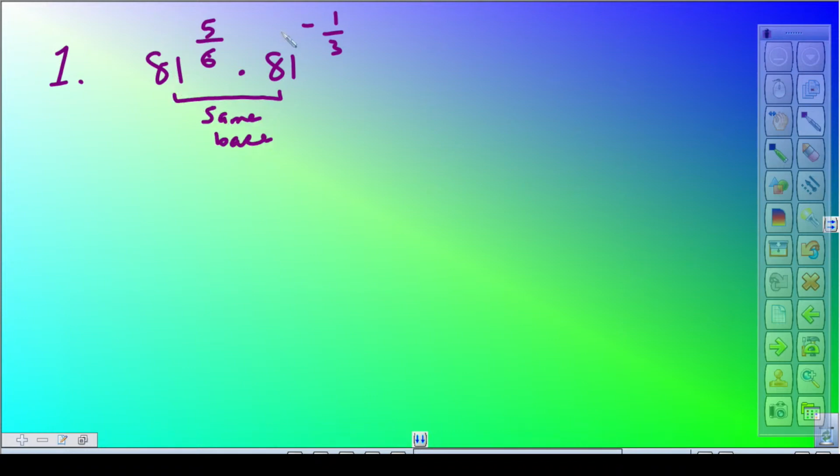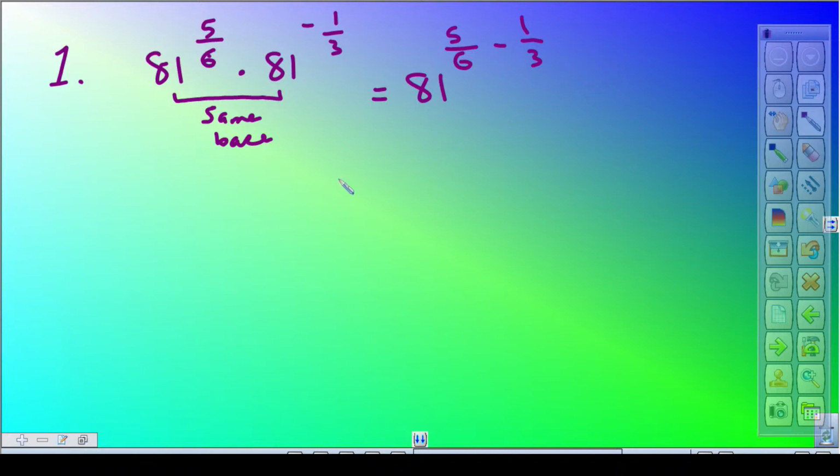So we just have to add the powers. So in this case, I'm going to say 81, then I have 5/6 minus 1/3. I just said adding the power. How come I have a negative? Well, because this guy's negative. So you could, if you like, put plus minus negative, which means negative.